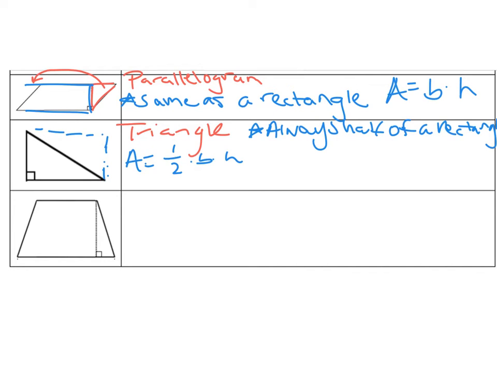Okay? Remember, and I'm going to write this down because this is extremely important. This is probably one of the most common mistakes I see with finding area of a triangle, is people forget to divide by 2. So don't forget to divide by 2.